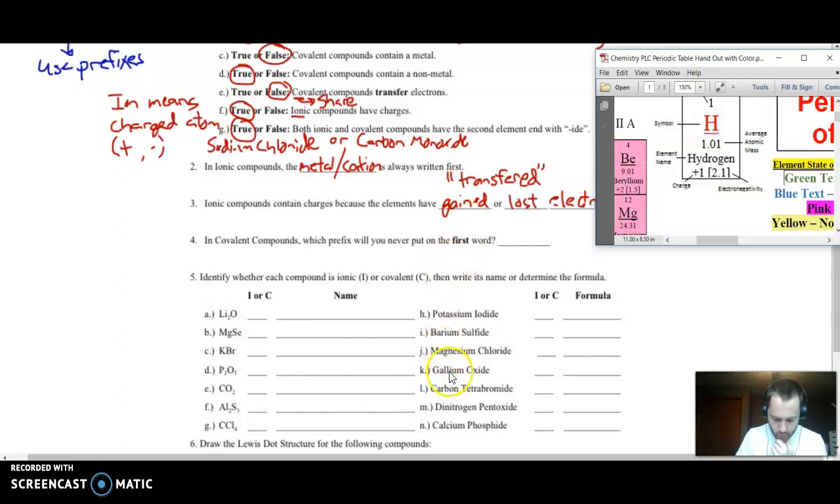In covalent compounds, which prefix will you never put on the first word? Again, we can actually see that example up here. Carbon monoxide. Well, carbon monoxide is CO. So 1 carbon, 1 oxygen. But you'll notice we don't say mono-carbon monoxide. It's just carbon monoxide. So you never put that prefix mono on the first word. You can definitely put it on the second word, but not the first word.